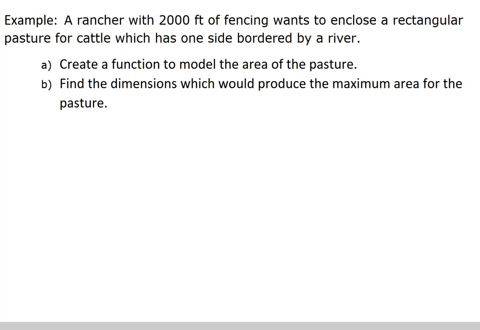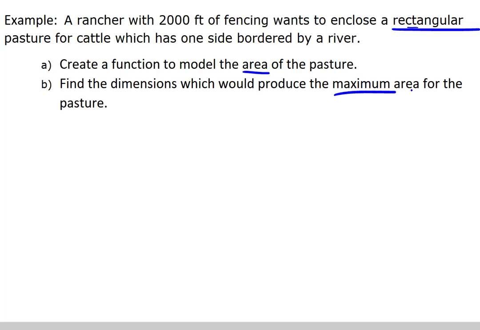A rancher with 2,000 feet of fencing wants to enclose a rectangular pasture for cattle which has one side bordered by a river. We want to do two things. First, we want to create a function to model the area of the pasture. Let's take note about which measure we want here, area. And then we want to find the dimensions which would produce the maximum area of the pasture.